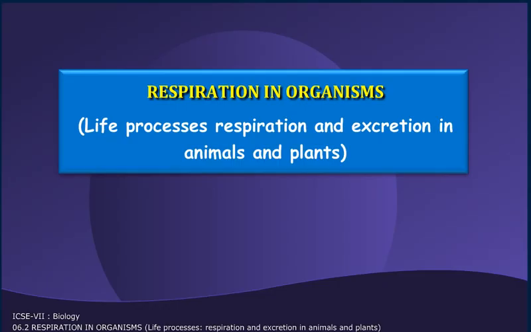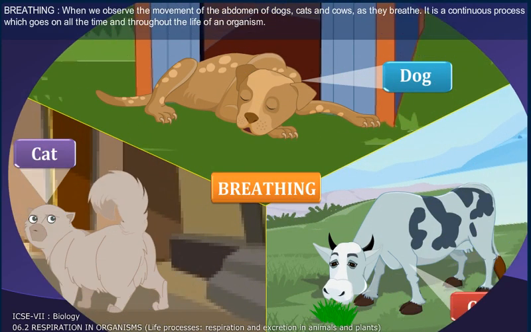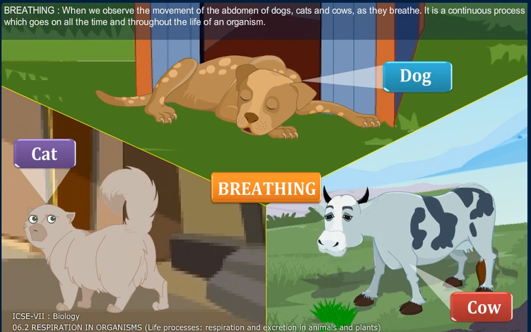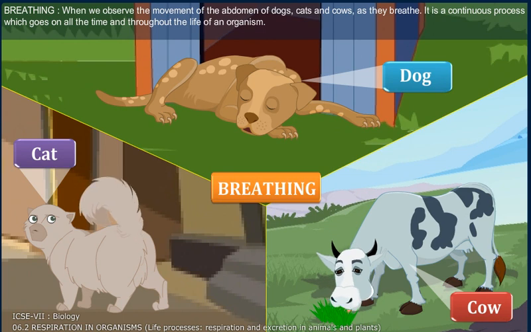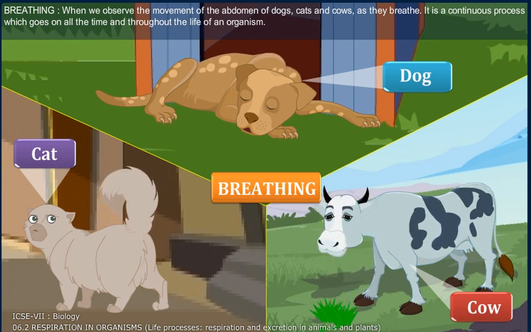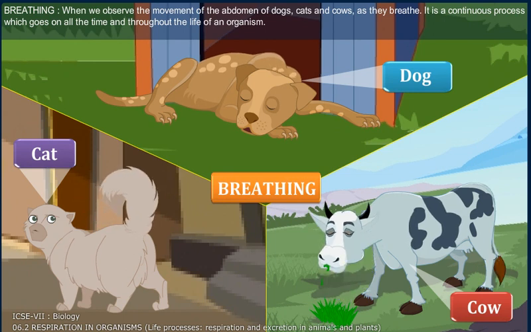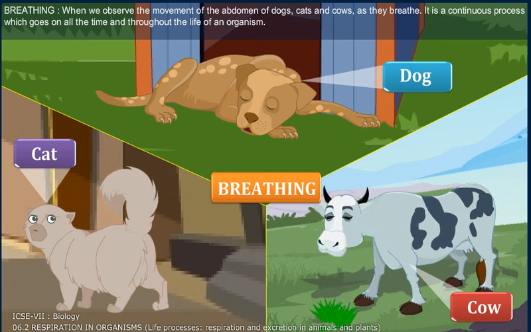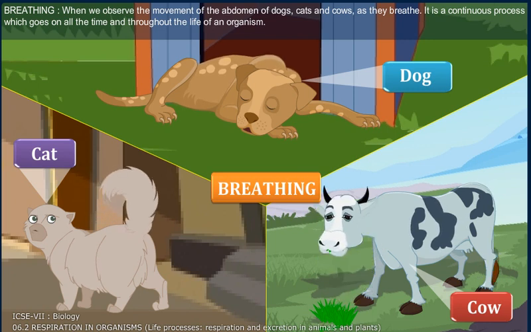Respiration in organisms. Learning about how breathing takes place in organisms. Breathing. When we observe the movement of the abdomen of dogs, cats, and cows as they breathe, it is a continuous process which goes on all the time and throughout the life of an organism.